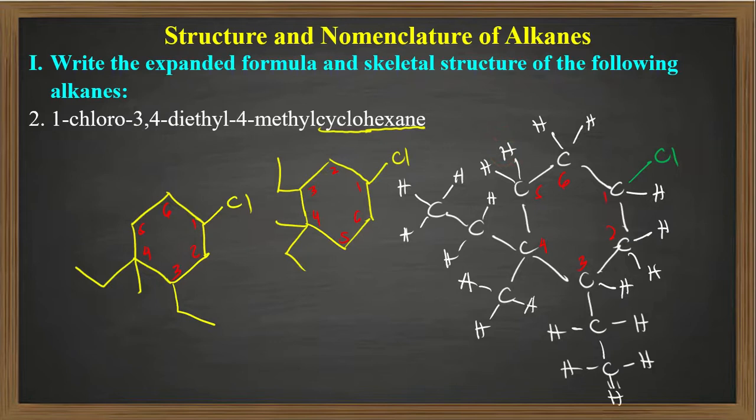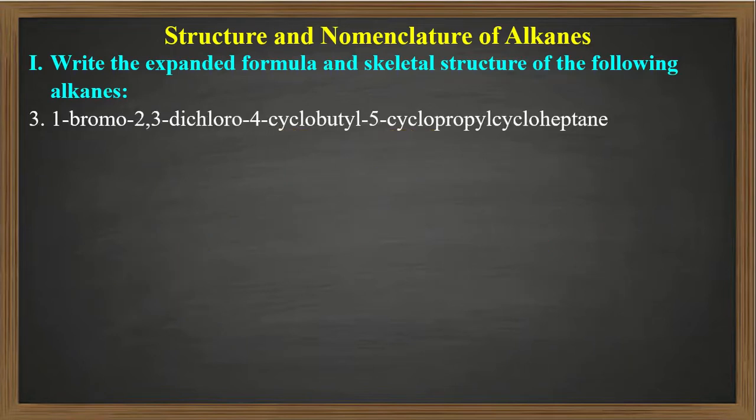And that's the expanded formula for 1-chloro 3,4-diethyl 4-methyl cyclohexane. Okay? So we have chlorine here in carbon number 1, ethyl in carbon number 3, at saka carbon number 4, at saka methyl in carbon number 4 again. Okay? So the parent name is cyclohexane, meaning it has 6 carbon atoms in a ring. Alright. So let's proceed with item number 3.